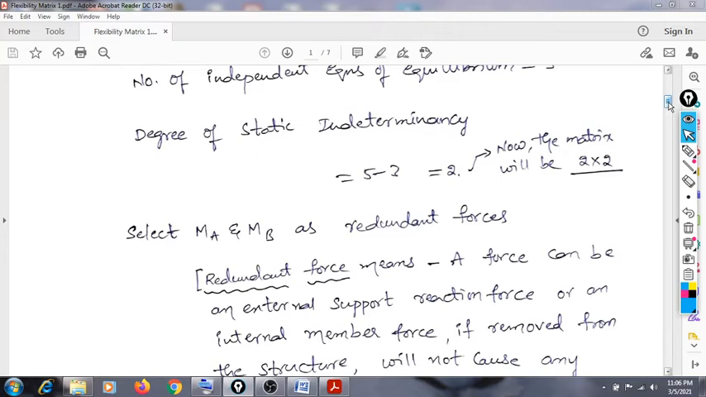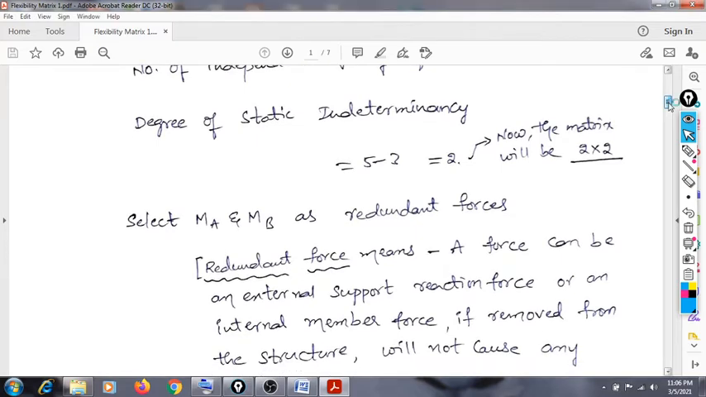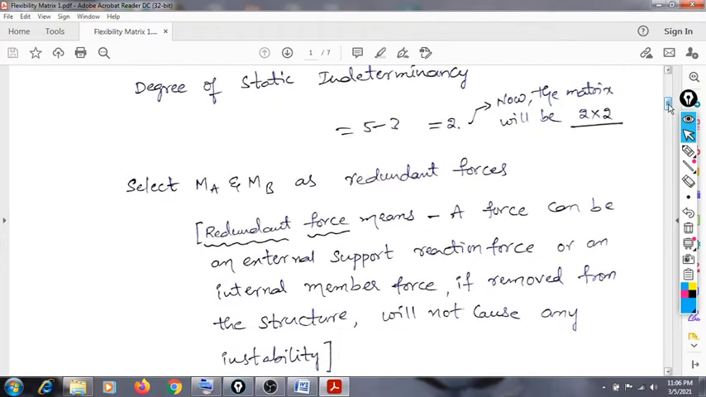So what is a redundant force? One more thing: MA and MB are moments, but in the flexibility and stiffness matrix methods, moments are also treated as reactions or forces. A redundant force can be an external support reaction or an internal member force which, if removed from the structure, will not cause any instability.